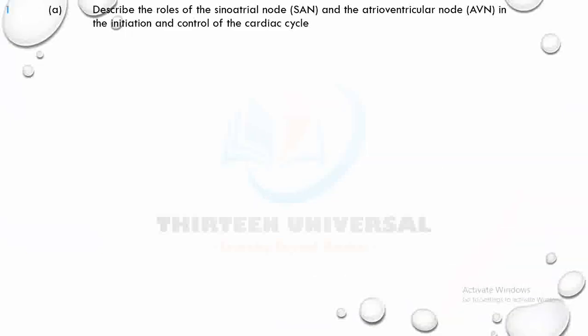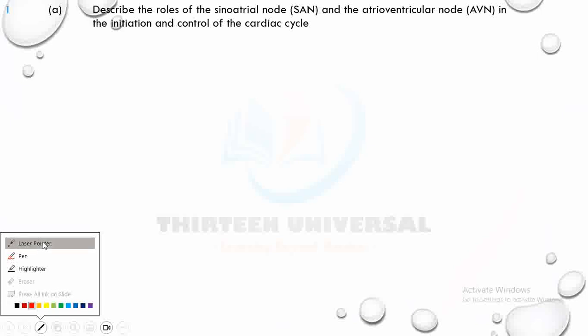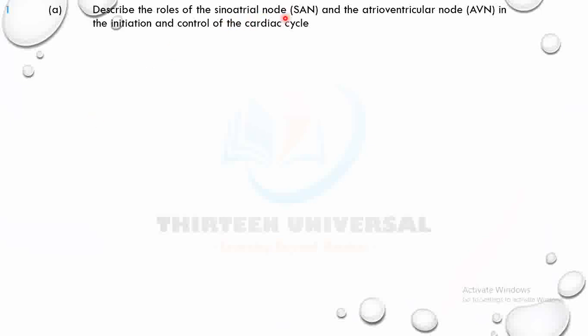Let's solve some questions. The first one says, describe the role of the sinoatrial node (SAN) and the atrioventricular node (AVN) in the initiation and control of the cardiac cycle. I want you to pause the video and try it.